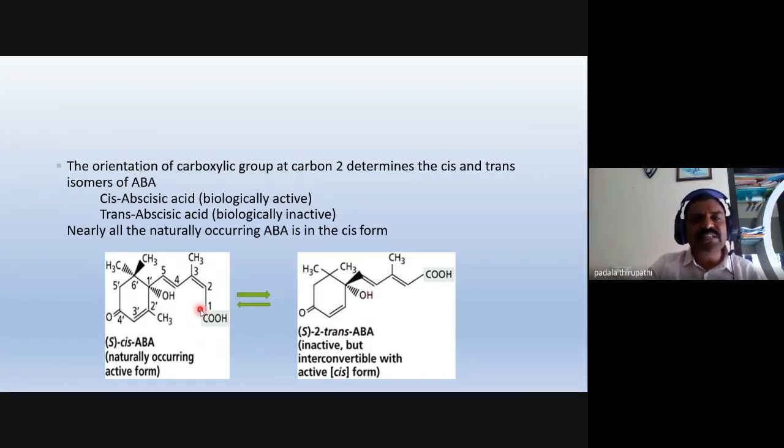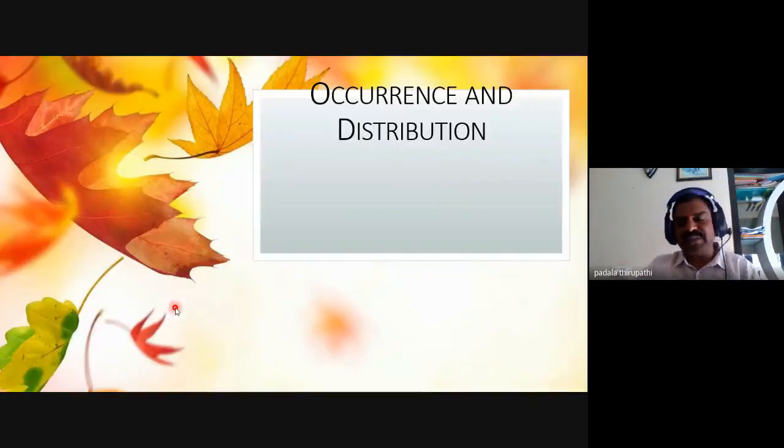Cis is biologically active for the reactions in the physiological functioning of different plants. Even though trans abscisic acid is biologically inactive, both of them are interconvertible. Nearly all the naturally occurring ABA is the cis form, not the trans form. Only the cis ABA form occurs naturally.